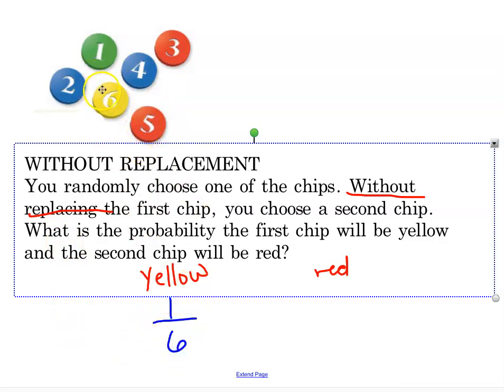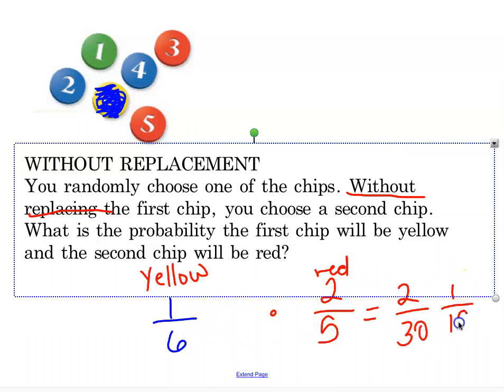Okay, now we assume we got the yellow. It no longer exists. We are not replacing it. So it's no longer there. Now we need the probability of the red. Well, now there's 2 red out of only 5. So notice, because you didn't replace it, the denominator decreased. And now we multiply. And we would get 2/30, which we can reduce to 1/15. Okay? Without replacing, the denominator goes down by 1 each time.